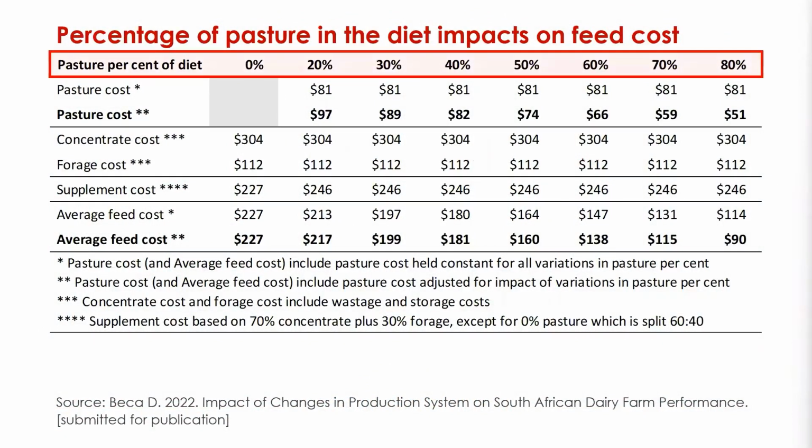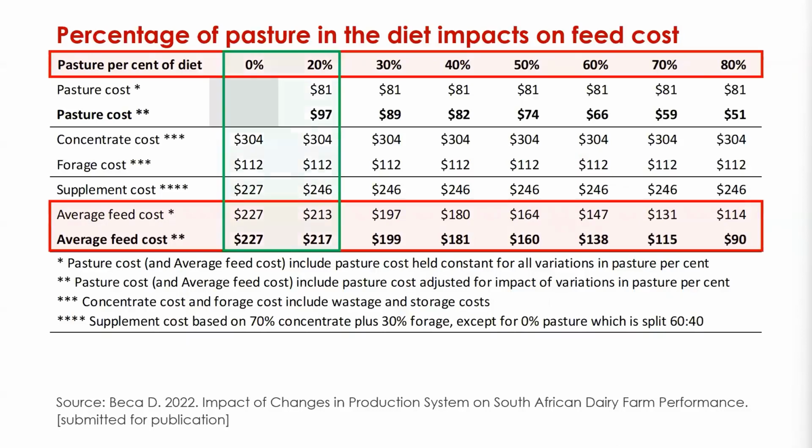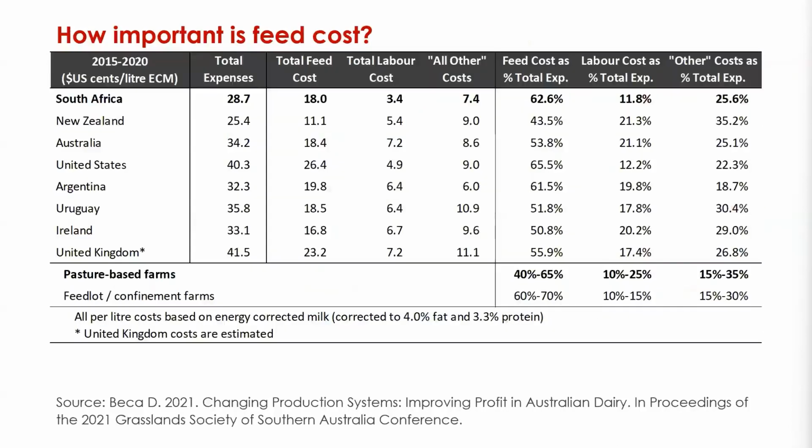This table calculates the average cost of feed in South Africa in US dollars for a range of pasture percentages in the diet from 0 to 80%. Regardless of whether the pasture cost has been calculated as a constant industry average or more correctly as a lower cost when pasture is a higher percentage of the diet, there is a huge variation in the average feed cost between low to no pasture, the average cost in South Africa in recent years, and the much lower cost at 60 to 70% pasture in the diet.